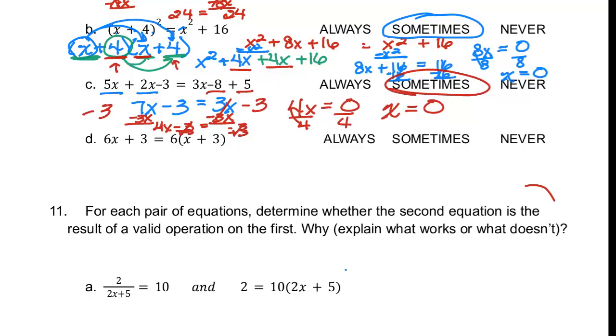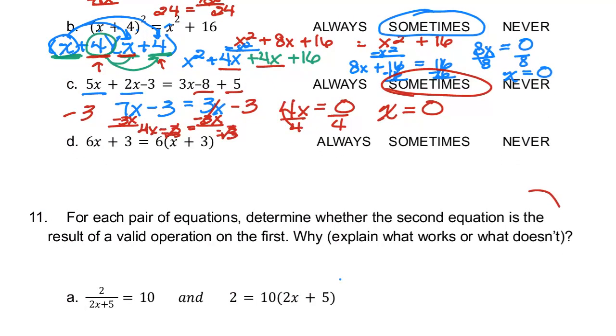Which is true. We didn't make any mistakes. I'm just checking, just to make sure. Minus 3, plus 3, plus 3. Yes, that should be a sometimes. Negative 3 is equal to negative 3, so that is telling you when x is equal to 0, it is true. Okay.